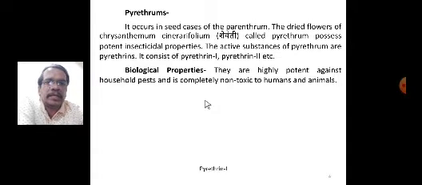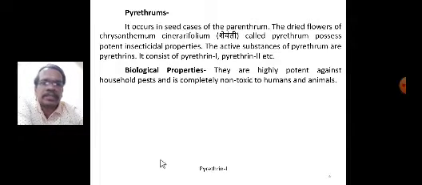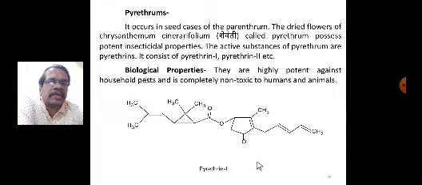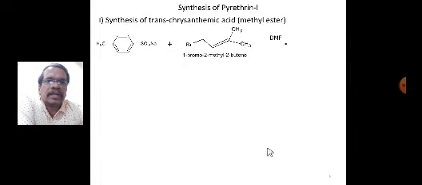And regarding biological property, they are highly potent against household pests and is completely non-toxic to humans and animals. So these compounds are very effective as a weapon against different insects and pests. This is the structure of pyrethrin 1. You must have to remember this structure because we will discuss synthesis of this particular compound in a later stage. Okay, this particular compound has a very complex structure, and we will study the synthesis of this compound in next slide. Regarding synthesis, this compound is prepared in 3 steps.